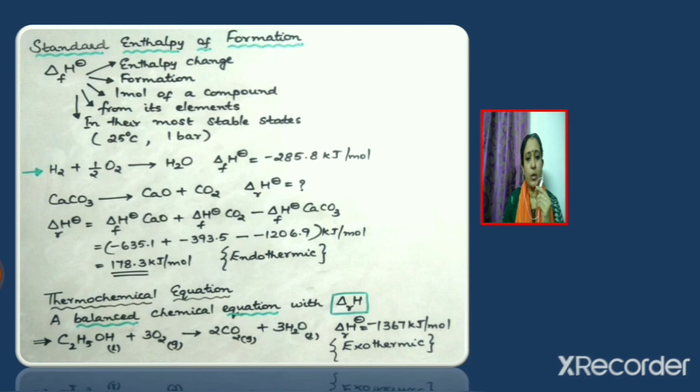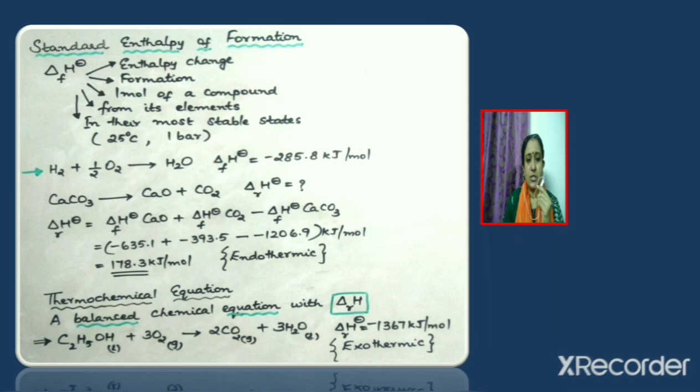What is a thermochemical equation? A balanced chemical equation with a delta HR value is known as a thermochemical equation. So if the enthalpy of reaction, the value of delta HR, is given along with the balanced chemical equation, then it can be called a thermochemical equation.